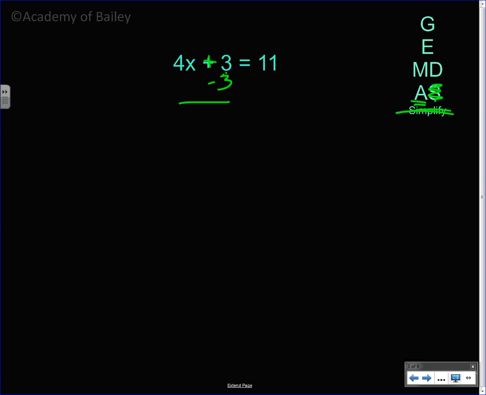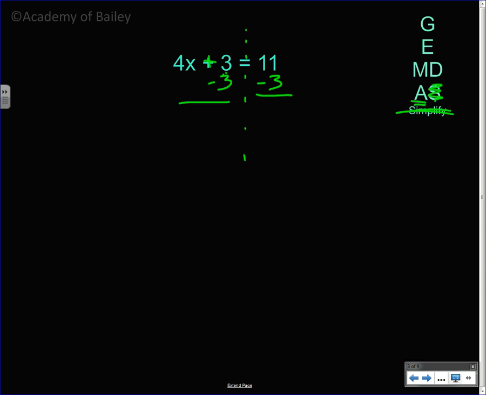Now remember, here's the equal sign, right? If you subtract a 3 from the left side, you have to subtract 3 from the right side. It's very, very important that you subtract the same number from both sides. I hope you're paying attention to that, because if you don't, then you're going to get some wrong answers.